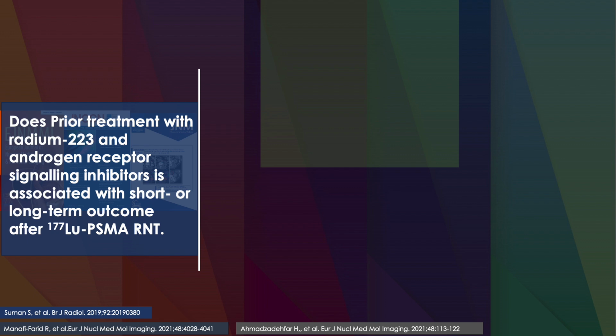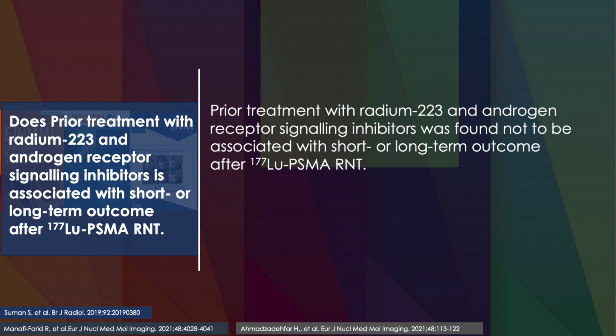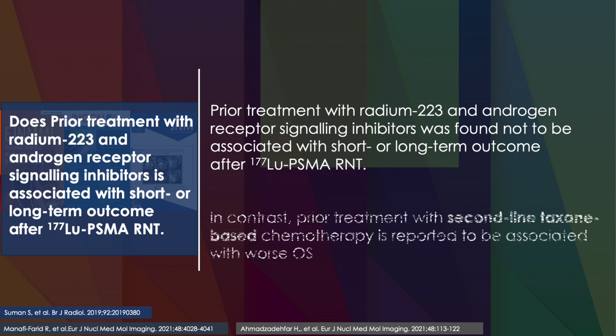Does pre-treatment with radium or any other bone palliation therapies affect the short and long-term outcome? The answer is prior treatment with radium and androgen receptor signaling inhibitors were found not to be associated with any long or short-term outcome in patients treated with lutetium PSMA. In contrast, prior treatment with second-line taxane-based chemotherapy is reported to be associated with worse overall survival in these patients. So if patients had previous second-line taxane-based chemotherapy, their outcome is relatively worse in comparison to patients who were previously treated with radium.